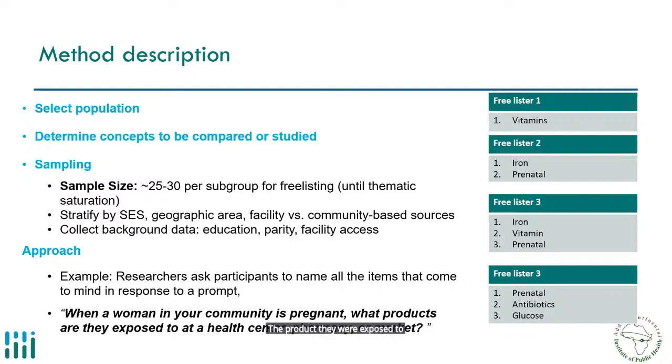Once we had this comprehensive list, we analyzed for salience, that is, considering what was most frequently mentioned and in what order it was mentioned. Items listed earlier are often more salient. And we also saw from this what the shared patterns were across the different participants. Next slide, please.